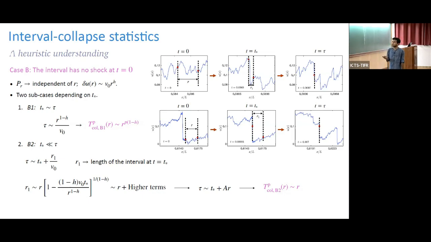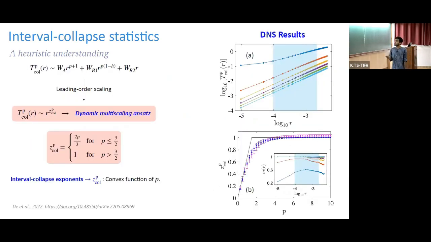When t star is much less than tau, then this is the form of the collapse time which we get, and R1 can be written in this manner, where R1 is the length of the interval when the shock appears inside it. So this can be written in terms of R plus some higher order terms, and so the collapse time becomes of the order of t star plus some constant times R. And the pth moment of this time scale is linearly proportional to R. So the total contribution from all these intervals is the weighted sum of theirs.